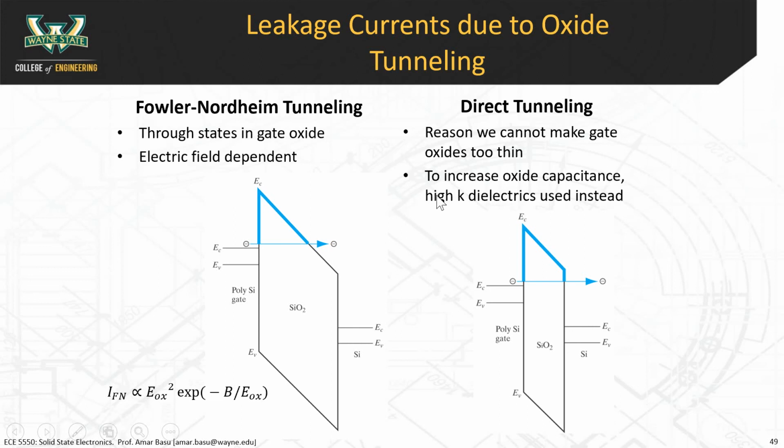The way that oxide tunneling looks in an energy band diagram looks something like this. The metal is on the left, then you have the oxide in the middle, and then you have the semiconductor on the right side.